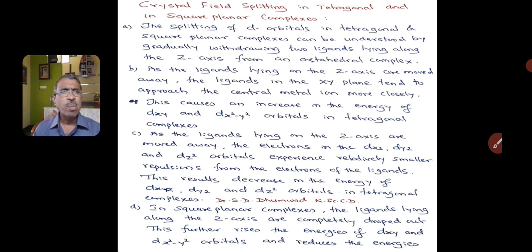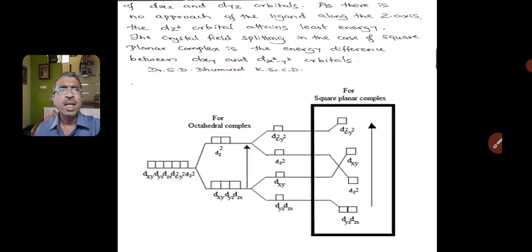In square planar complexes, the ligands lying along the z-axis are completely dropped out. This further raises the energy of dxy and dx²-y² orbitals and reduces the energies of dxz and dyz orbitals. As there is no approach of the ligand along the z-axis, the dz² orbital attains least energy. The crystal field splitting in the case of square planar complex is the energy difference between dxy and dx²-y² orbitals.